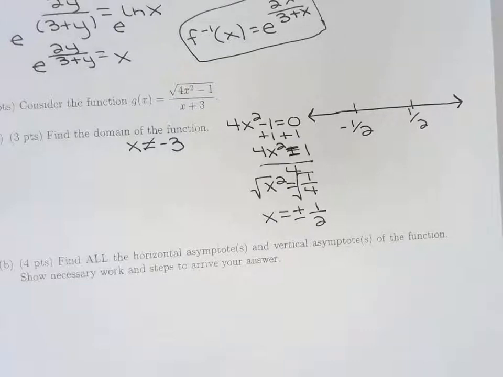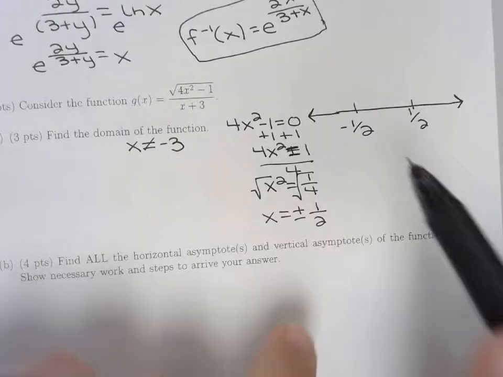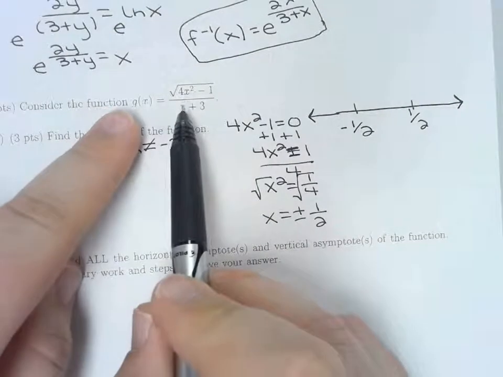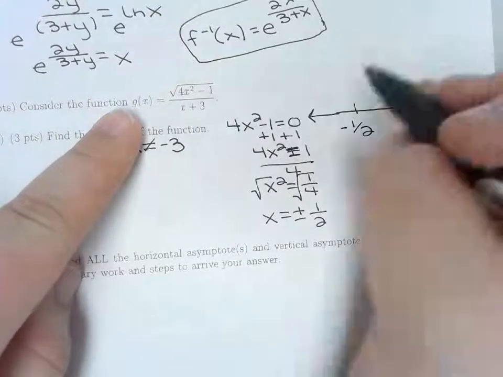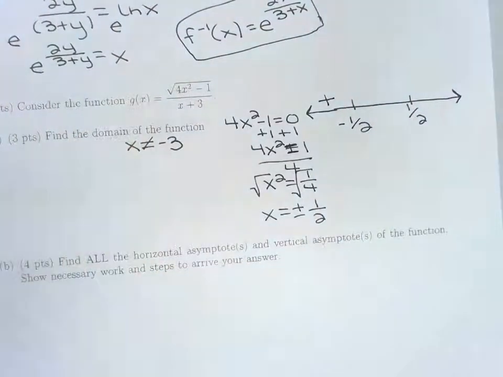So anything left of negative a half, let's plug in negative 1. If I plug in negative 1 up here, I get back the square root of 4 minus 1, so it's positive.